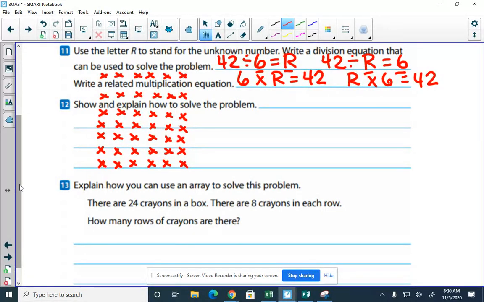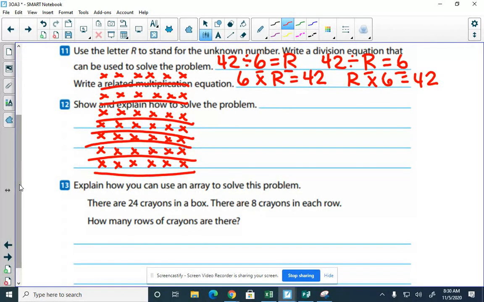So if you didn't know that fact, you could always draw an array with the pieces that you were given and come up with there were 1, 2, 3, 4, 5, 6, 7 rows that can be made out of 42 crates.